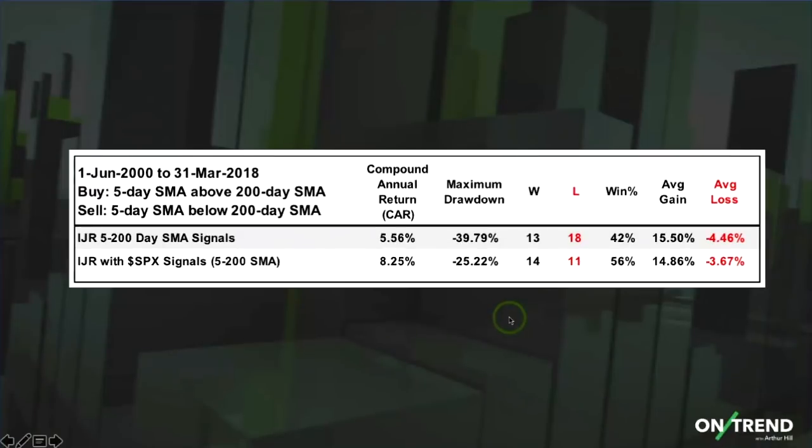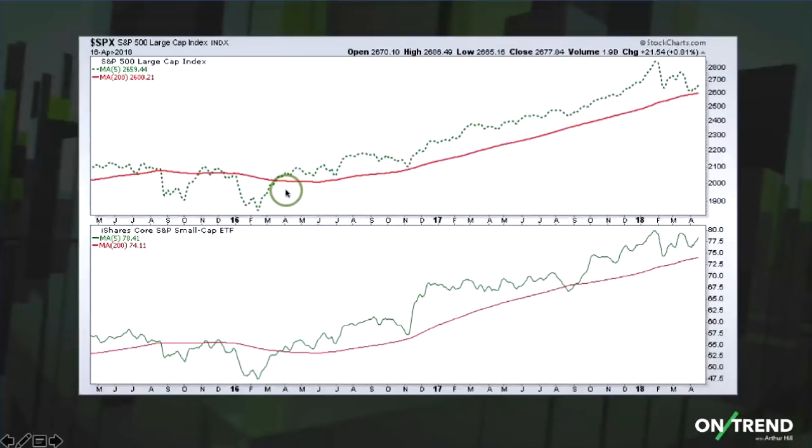And finally, with IJR, the small cap ETF. So if you used IJR for the signals, you had a 5.56% annual return. But if you used the S&P 500 for the signals, you got an 8.25% annual return. And the drawdown was less and the winning percent was higher. So if we go back to this chart here, instead of using IJR for your signals and selling here and buying here, you would just use the S&P 500 for your signals and you would turn out better.